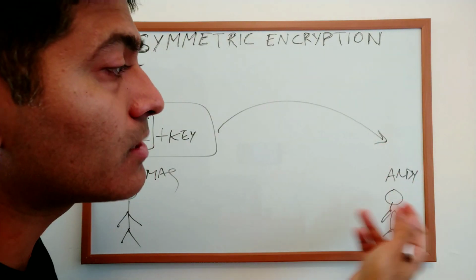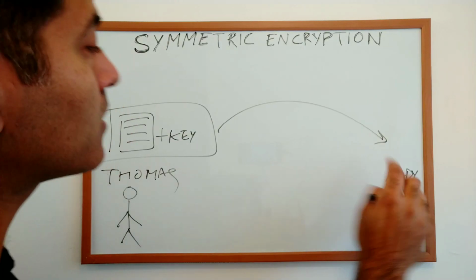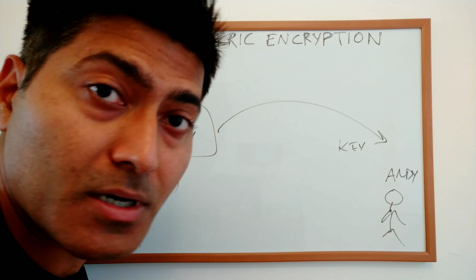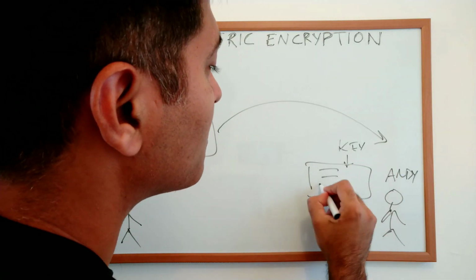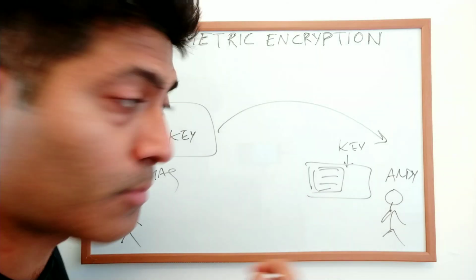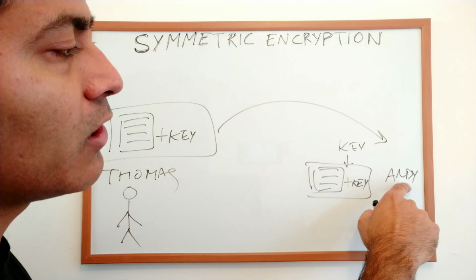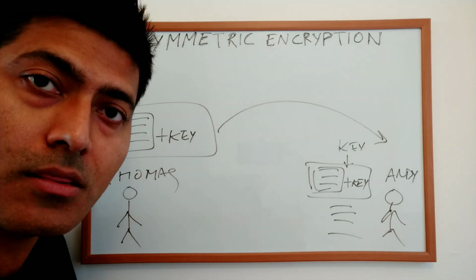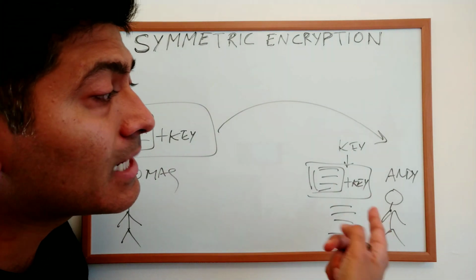And when Andy receives the message on the other side, Andy can use the same key to also decrypt the message. So using the key, Andy can decrypt the message which was encrypted by Thomas, and this is the decrypted message, and Andy will use the same key to, of course, read the message. So this is the symmetric encryption, where you're using the same key to encrypt and decrypt the message.